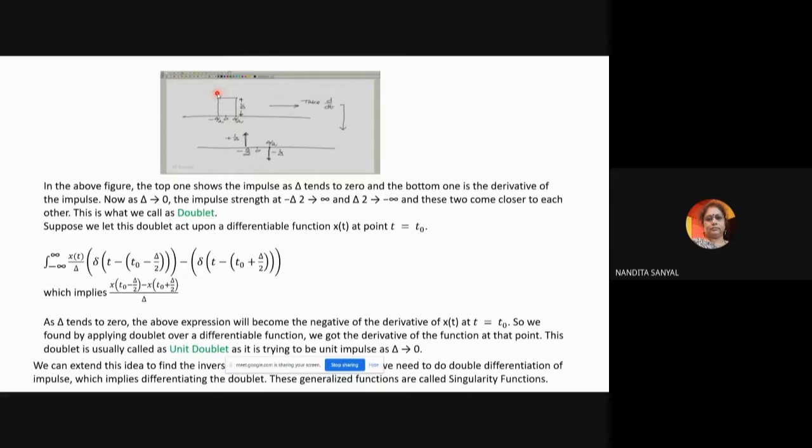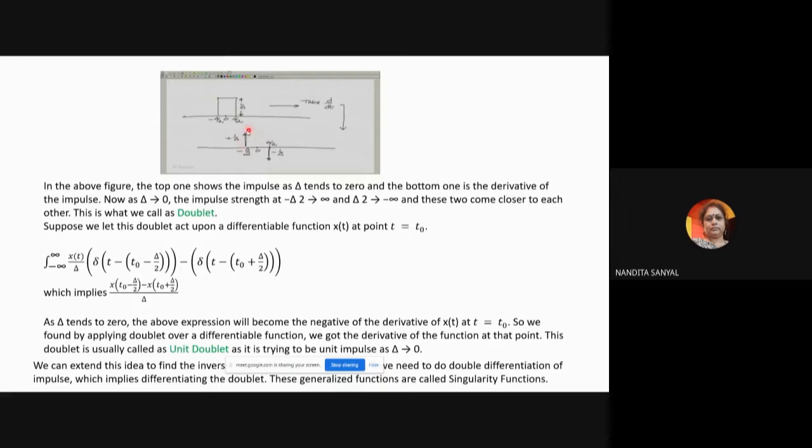Now we know that differentiation means actually the rate of change of the signal. Now, if this is differentiated, in that case we can see that the state changes occur at minus delta by 2 and at plus delta by 2. At minus delta by 2, it is going from 0 to some value 1 by delta, and at plus delta by 2, it is coming down from 1 by delta to 0. So these are the two points where the state changes occur.